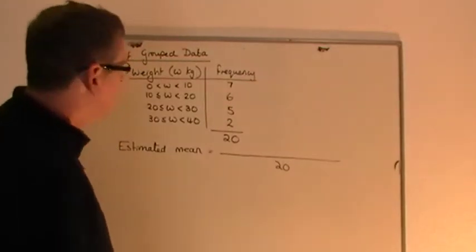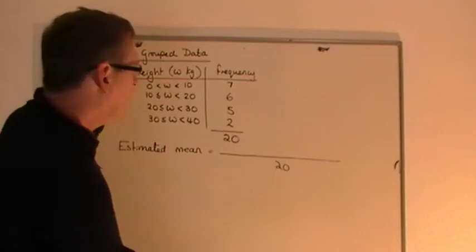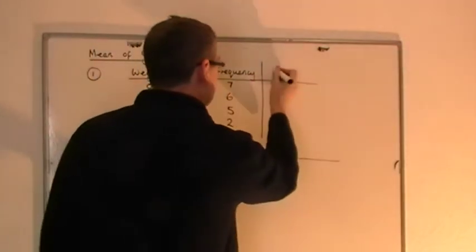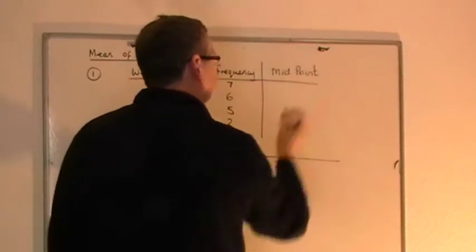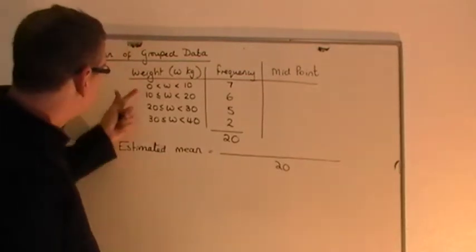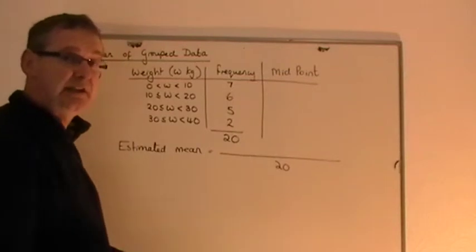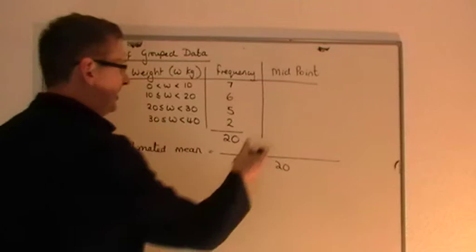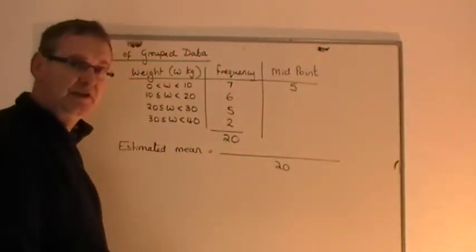So what we do to get around this problem is we make some approximations. And to do this, we add another column on, which you should be familiar with, which is known as the midpoint column. You add a midpoint column. And for the first interval, 0 to 10, we say, what is the value which is halfway between 0 and 10? Well, the answer, I think, is very straightforward. It's 5.